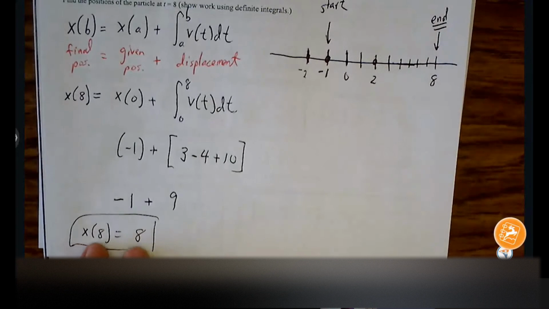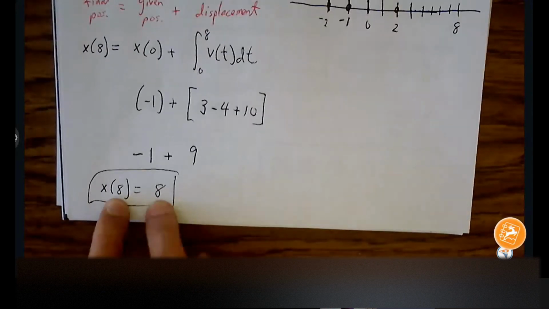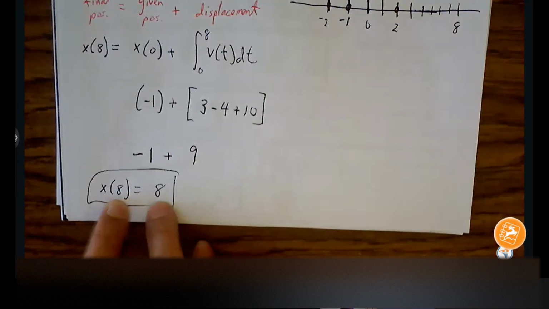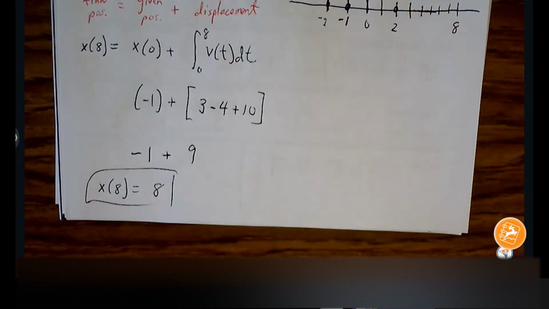Now I want to make sure that we know that these have no relation, right? It's a coincidence that time t equals 8 and it ends up at coordinate point 8 as well. So I don't want us to think that these are always going to match. That's just a coincidence.